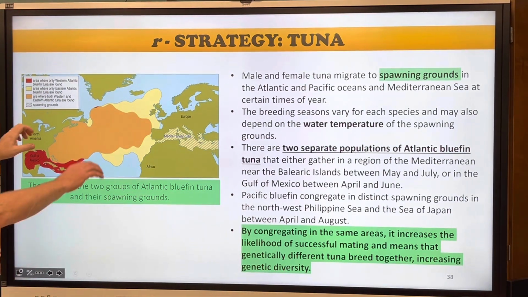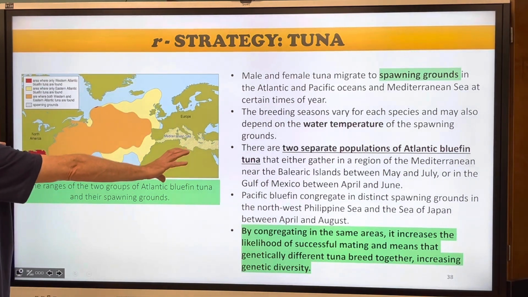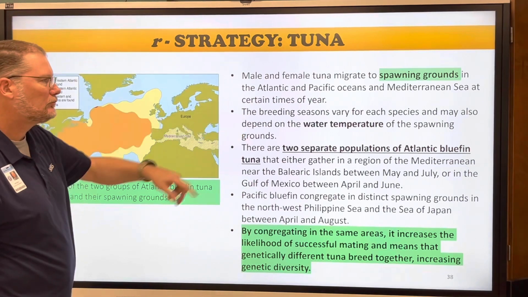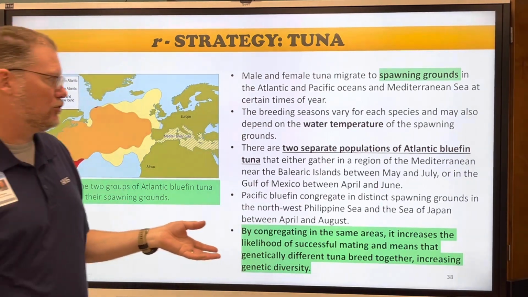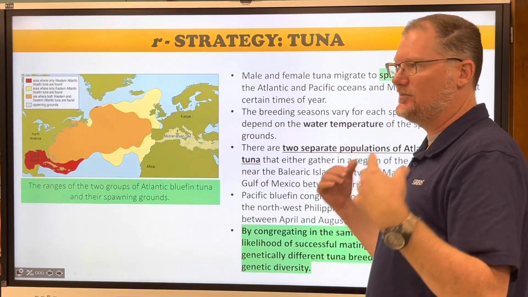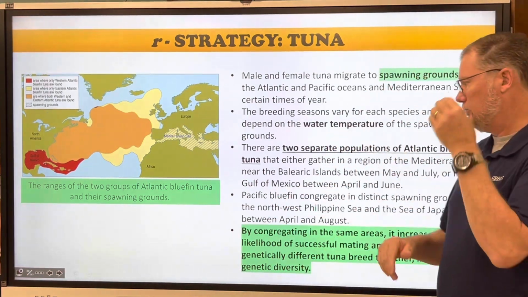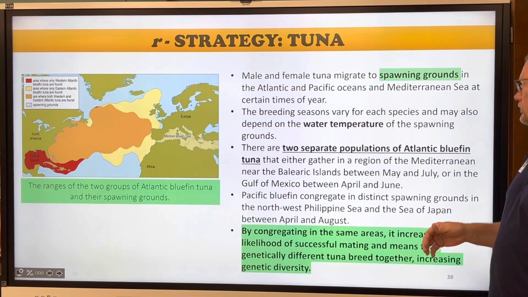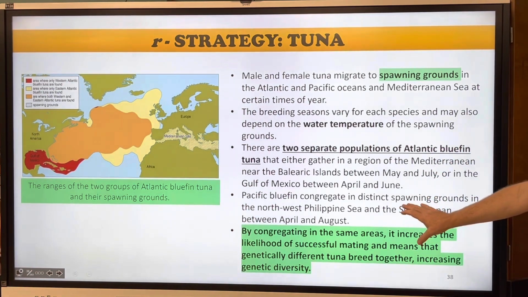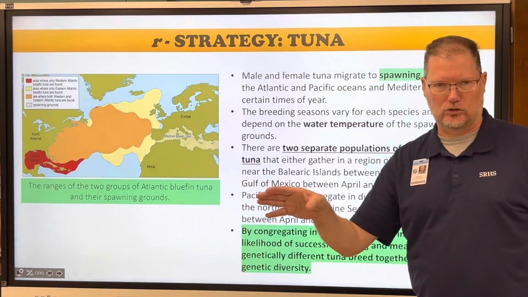So they will migrate to those spawning grounds at certain times of the year for the breeding season. And it all has to do with the water temperature of the spawning ground. When the water temperature is right, they sense it and they head that way. And we already said this. Bluefin congregate in distinct spawning grounds in the Pacific Ocean.